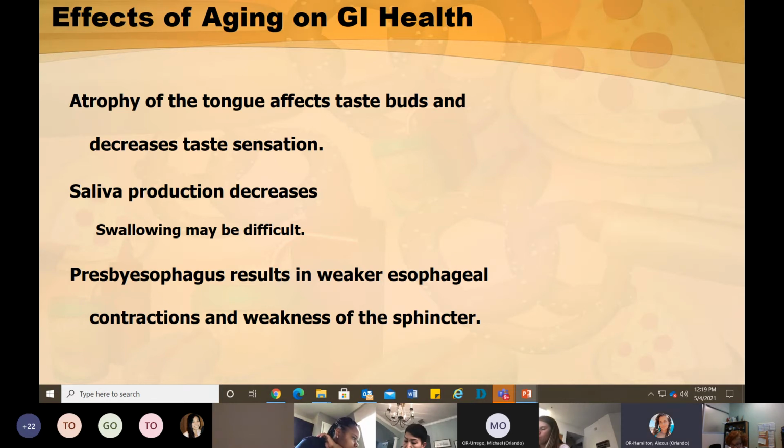The esophagus. Sorry. Go ahead. Did you say the stomach acid becomes more alkaline? Yes. Oh, okay. For some reason, I thought it became more acidic, and that's why they have more GI issues or something. It becomes more alkaline. Yeah, it doesn't become more acidic. Okay, thank you. Yeah, they don't digest very well.